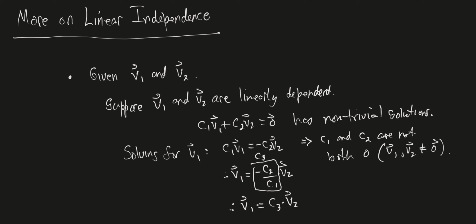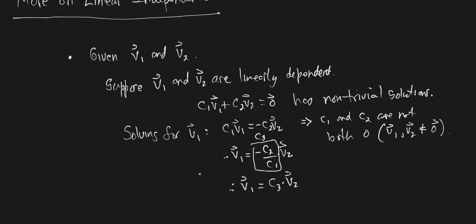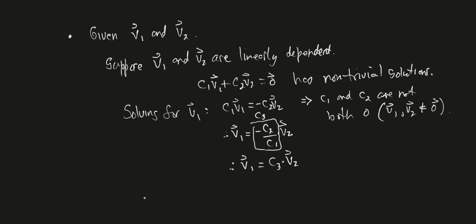Well, what does this mean? It means that if the vectors are linearly dependent, then one of them would have to be a scalar multiple of the other. Now that's easy to check. We don't need a formal linear system to determine if two vectors are scalar multiples of each other. So here are the two consequences of this observation.